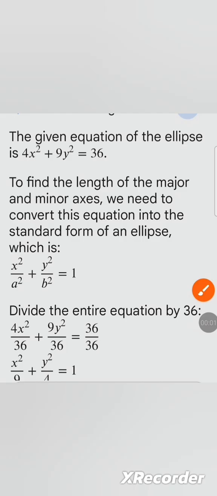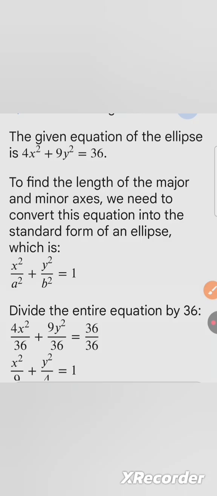Take up exercise 12.3. See sum number 2, subpart 1. Find the length of the major axis and the length of the minor axis for the ellipse 4x square plus 9y square is equal to 36. To find the center, radius, or any other findings for an ellipse, always bring it into the standard form, either the horizontal form or the vertical form. The right hand side has to be made 1 if it is not in that form.